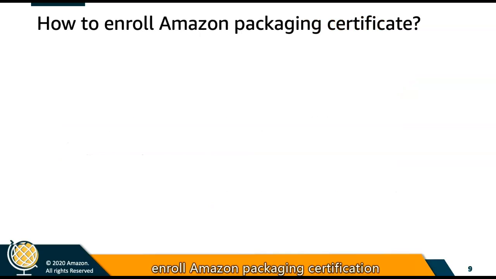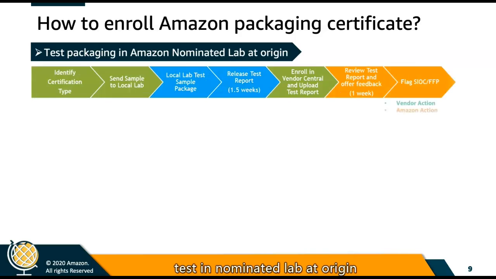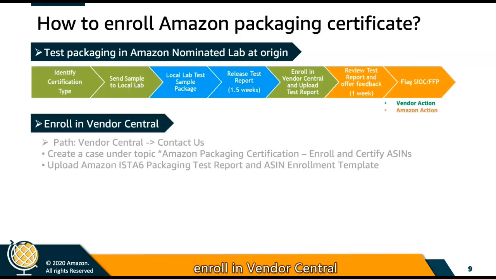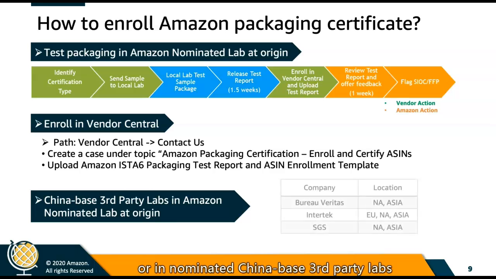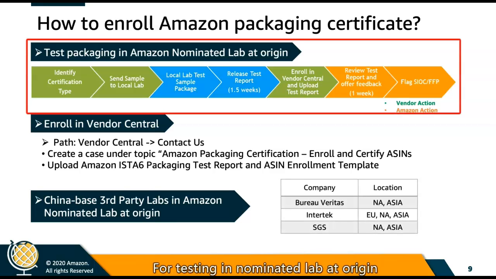Here are 3 ways to enroll in Amazon Packaging Certification: test in a nominated lab at origin, enroll in Vendor Central, or use nominated China-based third-party labs. For testing in a nominated lab at origin, you are required to complete the Amazon ISTA 6 SIOC test method with an ISTA certified laboratory.